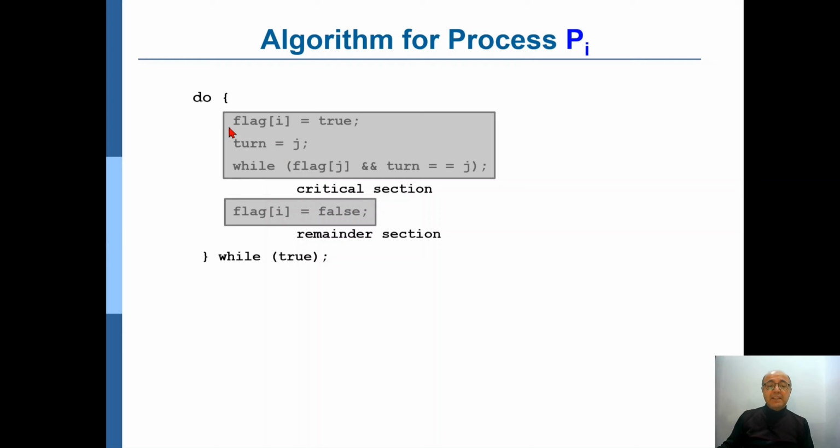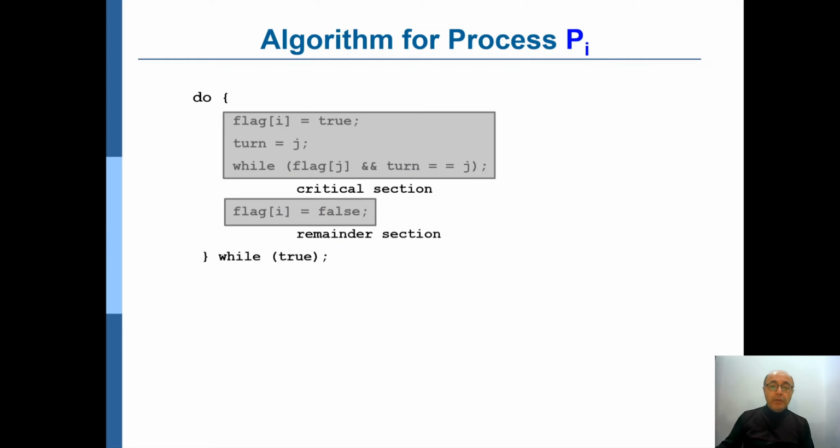So what does it say? This is true for both P0 and P1. It's the same code for both P0 and P1. In P0, since we're talking about P0, the value of i is 0. For example, flag i is flag 0. And the other one is j.